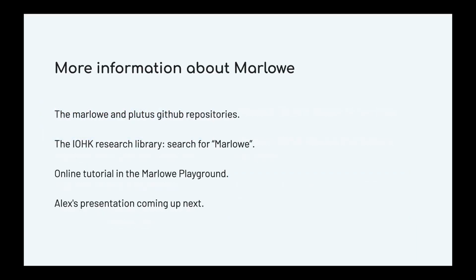So I think I've said enough for the moment about Marlowe. Where can you go to find out more? Well, there's a Marlowe GitHub repository that has the semantics and the basics about Marlowe. Quite a lot of the implementation of the tools for Marlowe are in the Plutus repository, because it has that repository as a dependency. So we include it in that repository. So that's where you can find the code itself.